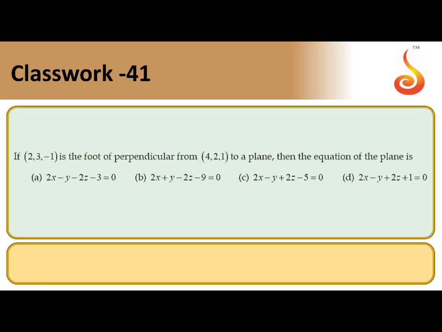The next question: check whether the option is correct or wrong. So what do you get? 2x minus y plus 2z plus 1 equals 0. Option D is the right answer.